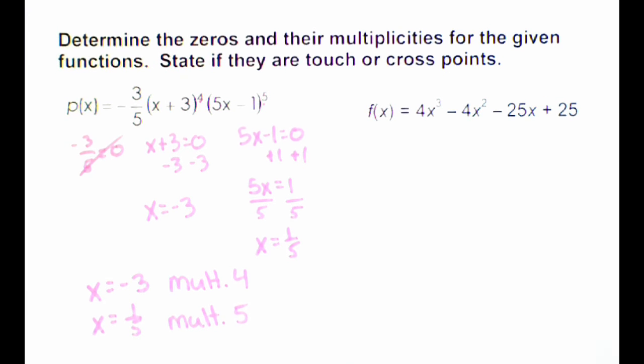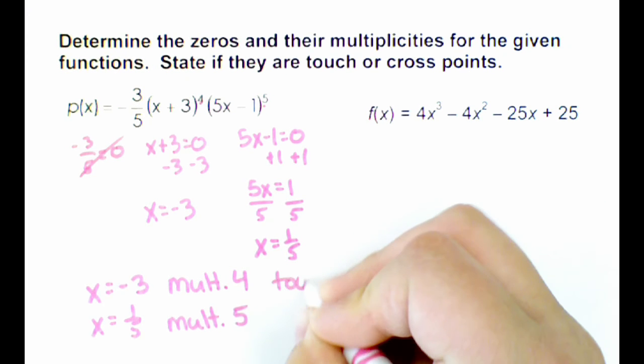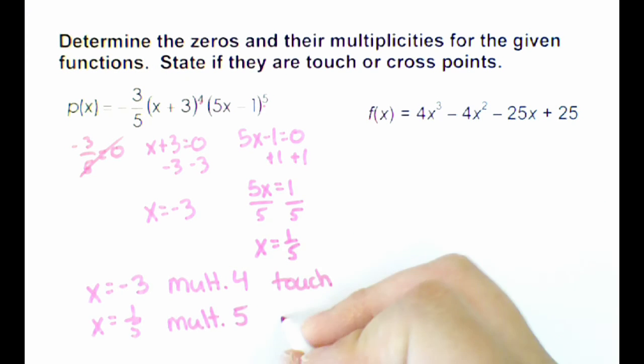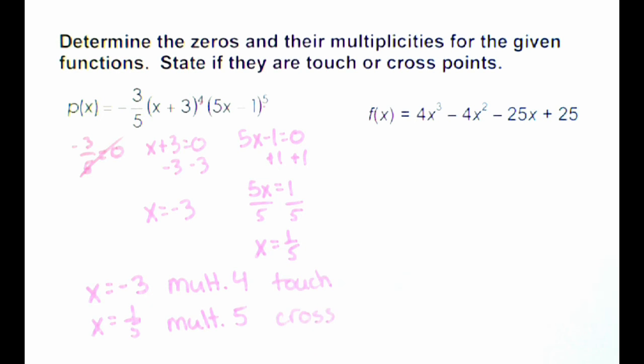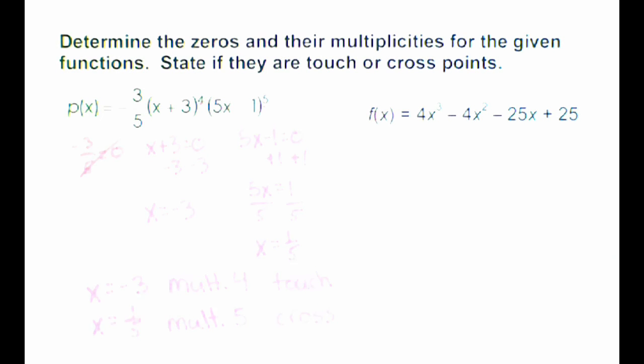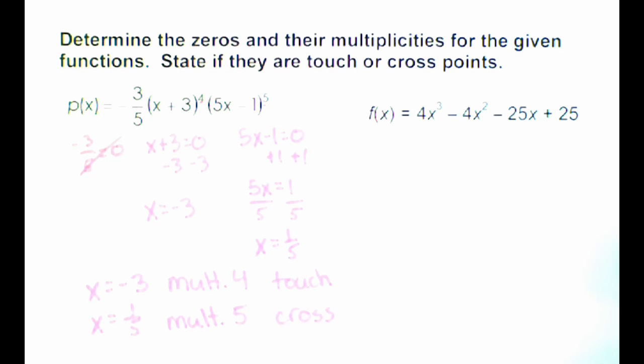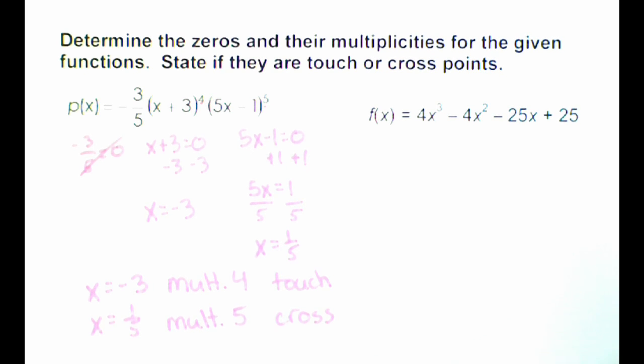If the multiplicity is even, it touches. If the multiplicity is odd, it crosses. So that means my graph touches the x-axis at negative 3, but doesn't quite cross. It does cross at 1/5.